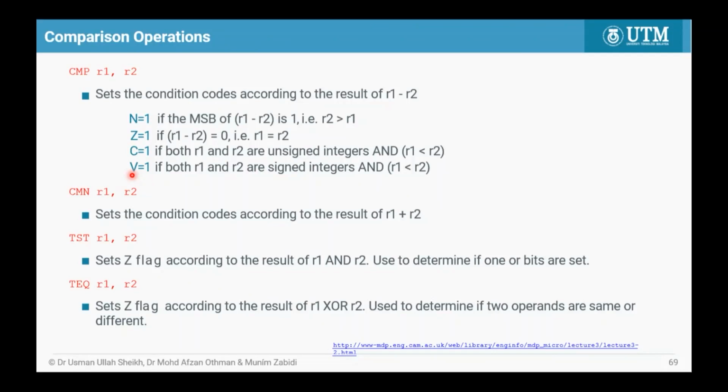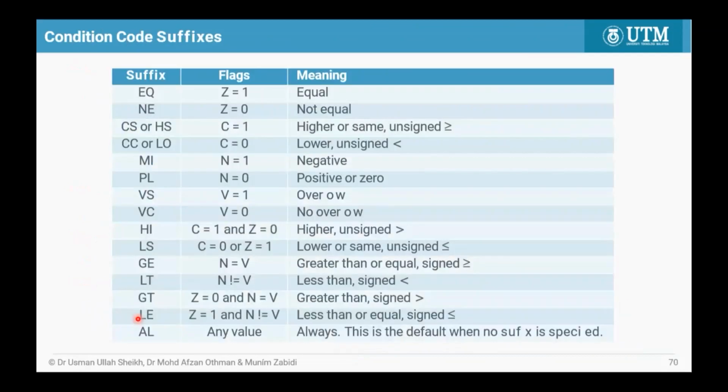These are the condition code suffixes that you can use for the conditional branch. We have EQ for equal. The flag that needs to be checked is the Z flag. If Z equals 1, you know that both numbers are equal.